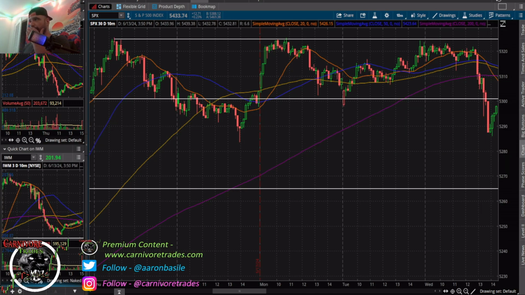So how can you use that? I mean, there's chart patterns we can put in. In this case, I just kind of picked it from a random day here, but you can see selling off in a straight line into 5,300. We know it's a point of control.